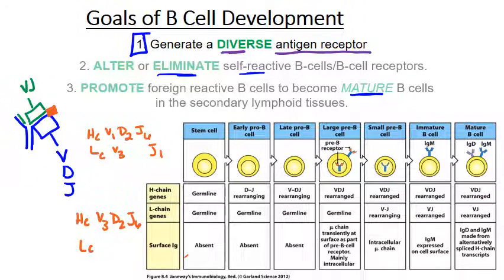And you can see that because we're using different variable regions, sorry, up here I made a mistake, there shouldn't be a D there. Because we're using different variable and joining regions in these two things, we have completely different antigen recognition sites, and that's going to create for a more diverse antigen receptor. So we need to learn how to make these recombinations so that we can make a functional antigen receptor, okay? So that's goal 1, and it's going to go through these various steps.